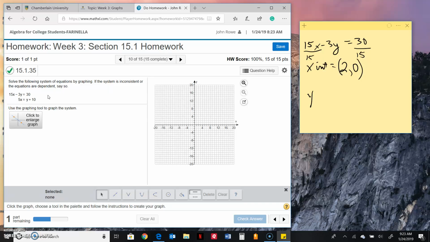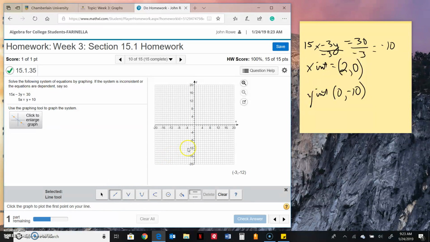And our y-intercept, if we set x to 0, it's going to be negative 3y. We'll divide this side by negative 3 and this one by negative 3. And we get y equal to negative 10. So our y-intercept, if we set x to 0, is negative 10. So let's plot that on our graph here.